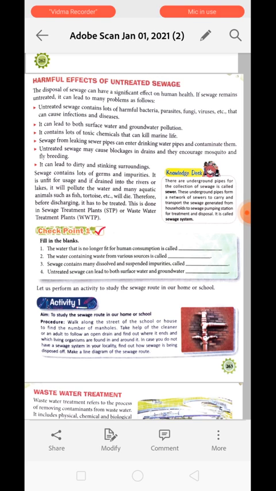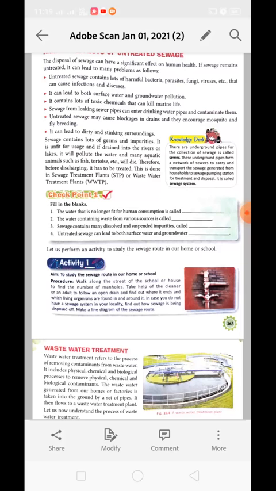Next, it can lead to both surface water and groundwater pollution, because it has impurities and substances which are not healthy for people, so obviously they are going to pollute the surface water as well as groundwater. Next, it contains lots of toxic chemicals that can kill marine life. The fishes living in the sea can die because of it. Next, sewage from leaking sewer pipes can enter the water pipes and contaminate them.